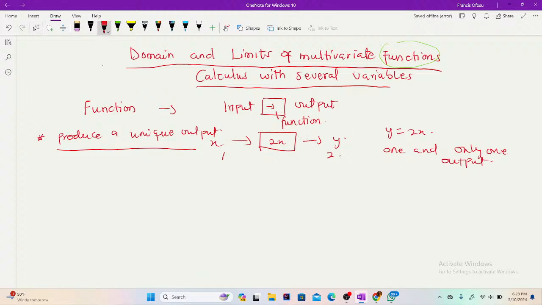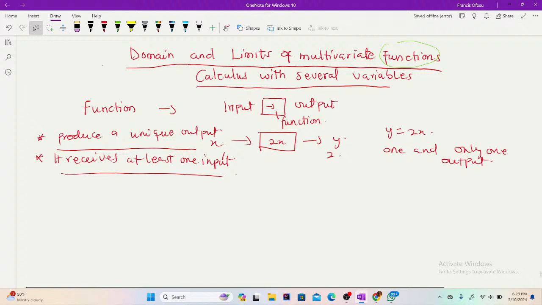As it produces a unique output, it also receives at least one input. A function can take in one input, and can also take in more than one, but it should produce a unique output. That is what you should take note of. It should produce one output.